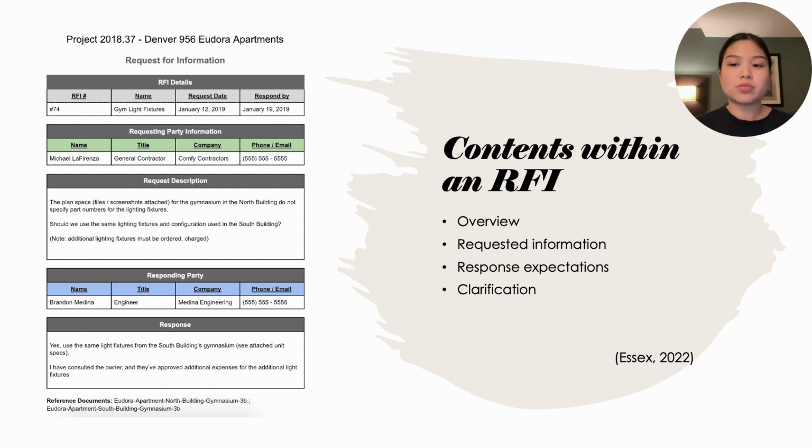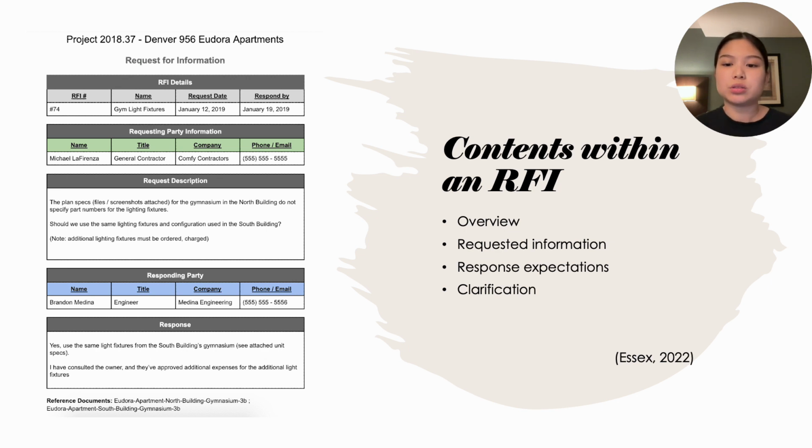When creating an RFI, the content should include an overview, requested information, response expectation, and clarification. First, the overview should be an introductory, where it explains what the requesting organization is and what their short and long-term goals are for the future. This is where basic information is provided to the vendor regarding the requesting organization.